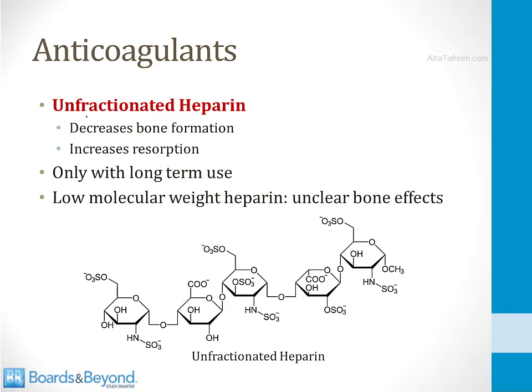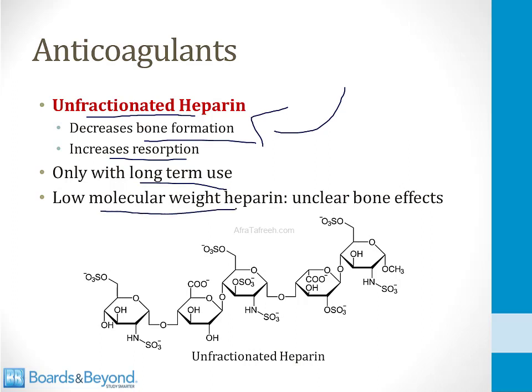In your textbooks, you'll read that anticoagulants are associated with osteoporosis. The main one that does this is unfractionated heparin. I talk about this in the video on anticoagulants in the hematology section. Unfractionated heparin has been shown to decrease bone formation and increase resorption. This only occurs with long-term use, and in the modern era, we never give this drug for long-term use. So really, this is a non-factor in terms of causing osteoporosis in the modern era. We do sometimes give low molecular weight heparin for long-term use. It's less clear whether this has an effect on bones. So this is mostly a historical thing from decades ago when unfractionated heparin was given long term.